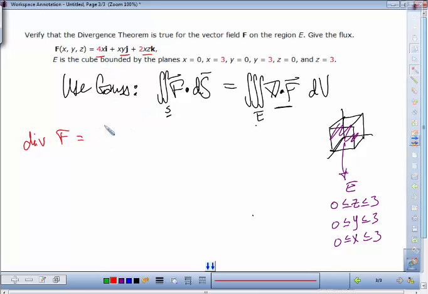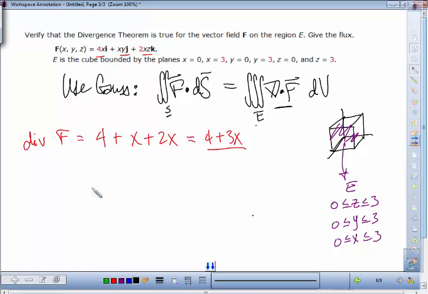So 4x with respect to x is 4. Wait, 4xy. Let's try that again. 4xy with respect to x is 4y. xy with respect to y is x. And 2xz with respect to z is 2x. Did I do that right? That's the div. And the divergence is really just 4 plus 3x, a simple function that's going to go in your triple integral.